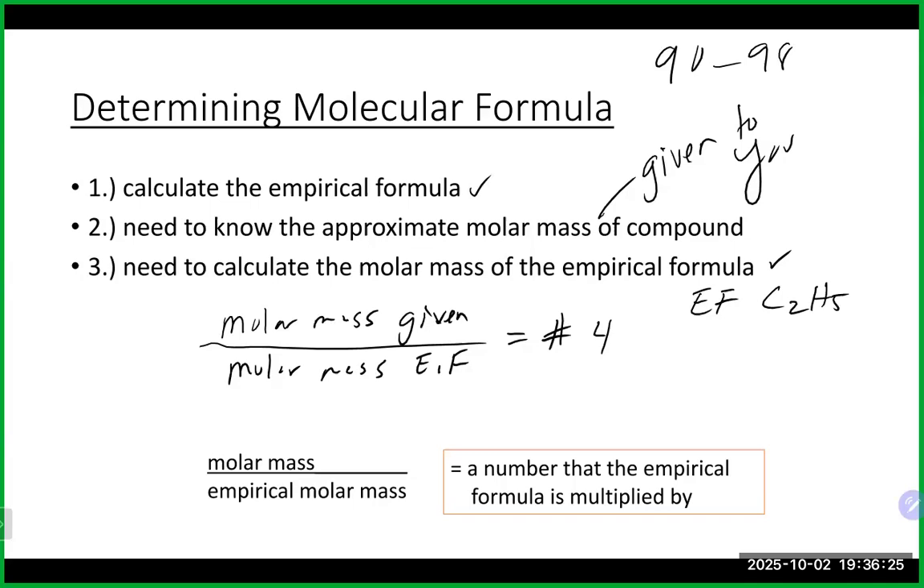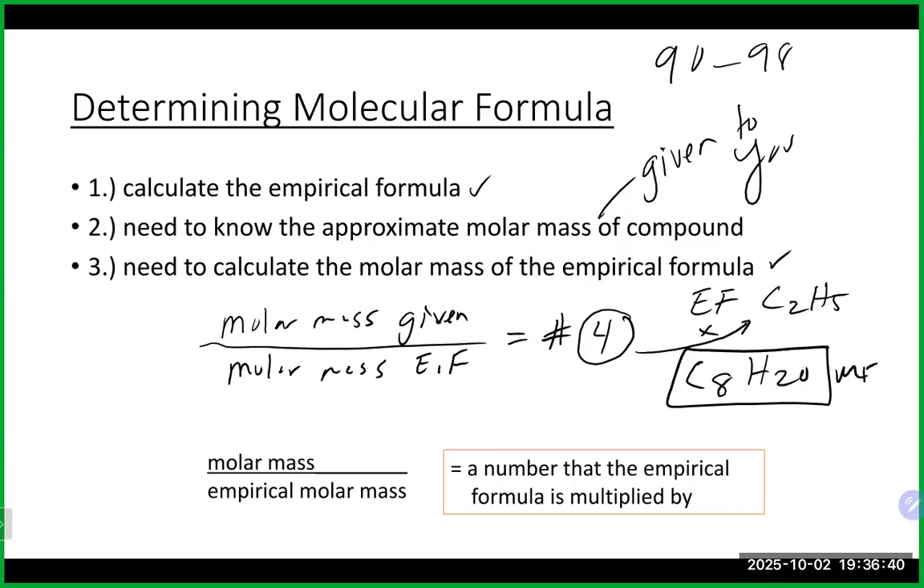So what you would do is this number that you get here is what you would multiply your empirical formula by to get to the molecular formula. So my molecular formula in this case would be C8H20. Now, sometimes people sort of write it like this, which I'm not a big fan of, but sometimes books will do this. They'll put the 4 on the bottom.